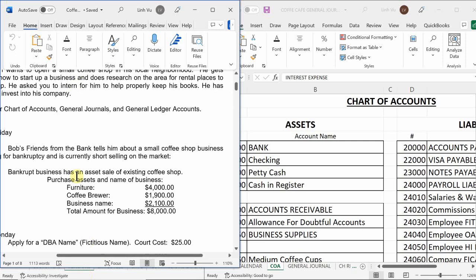So, given this information, we end up acquiring a business. We purchased it for $8,000 because that's what its fair market value is right now. We're not going to buy it for more or under. We're just going to buy it for $8,000. So, now that we have this business, what do we do with it? Can we and should we journalize this transaction?